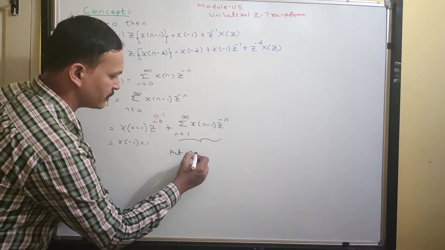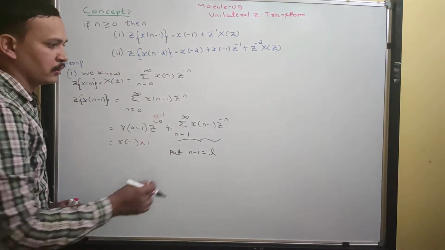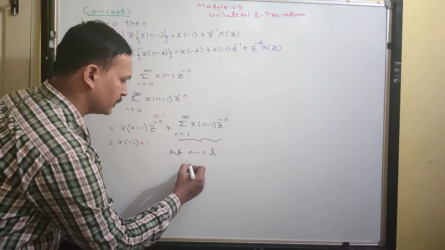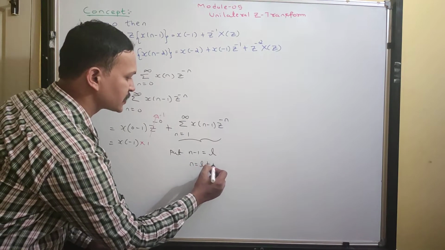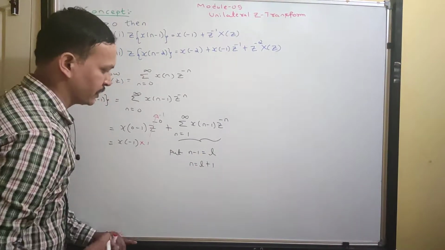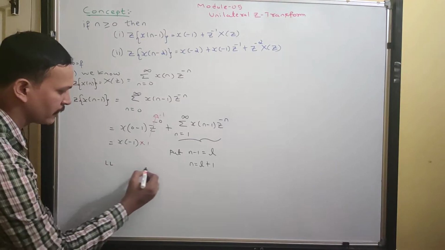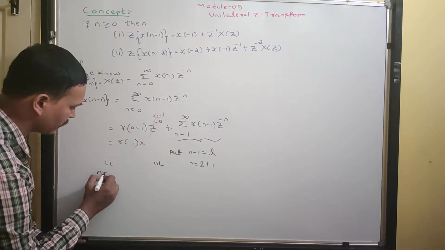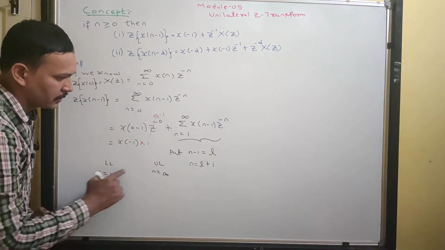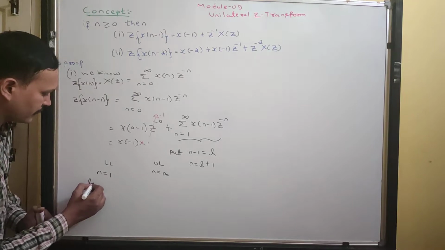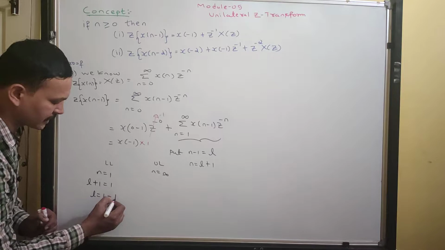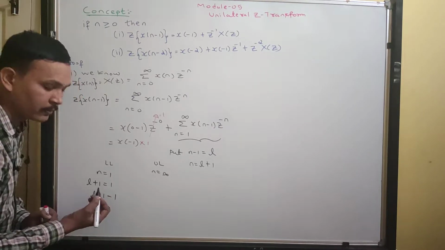In the second part, put n minus 1 equal to L. From this you can write n is equal to L plus 1. Take minus 1 to that side, it becomes plus 1. Now take the lower limit and upper limit. The lower limit is n equals 1. The upper limit is n equals infinity. Now put n equal to L plus 1, which is equal to 1. So L plus 1 equals 1. Take plus 1 to that side, it becomes minus 1. Therefore the lower limit will become 0.